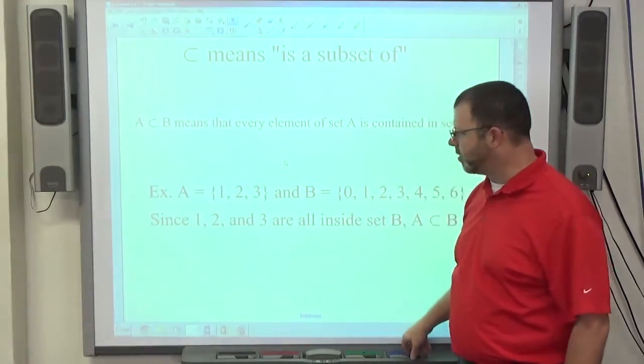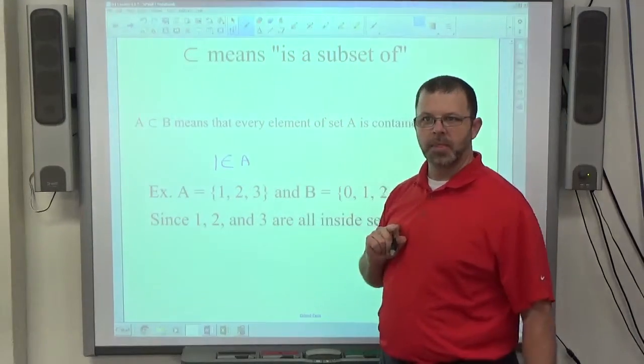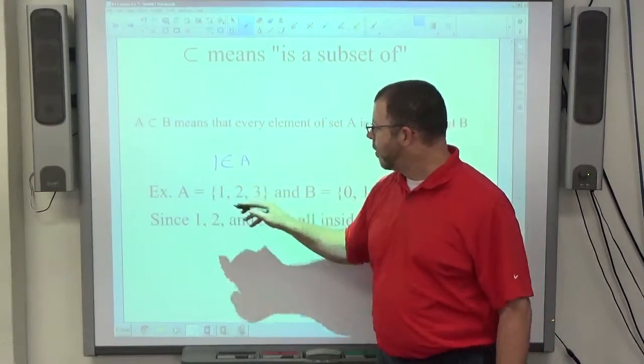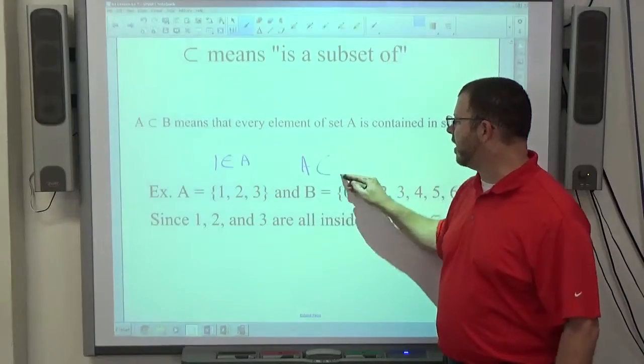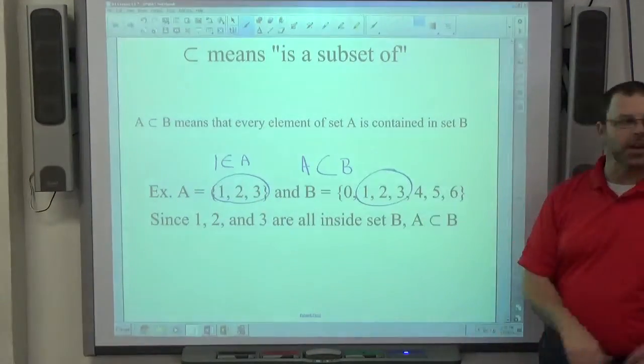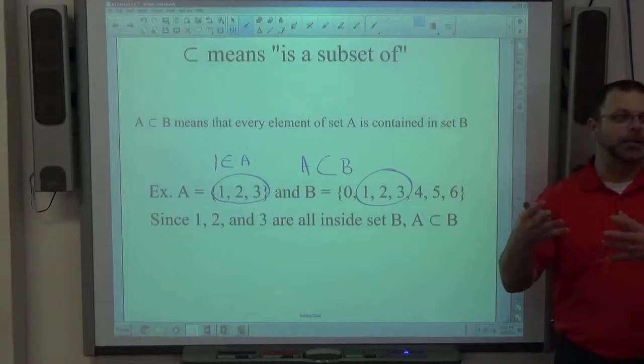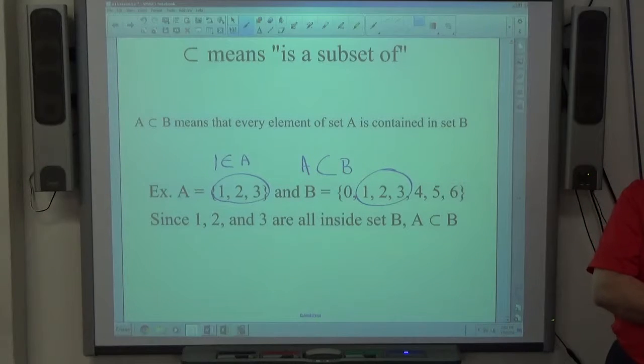Now, remember the element symbol? 1 is an element of A, because 1 is in A. When we say A is a subset of B, that means the entire set of A is inside of B. That's what it means to be a subset. Not that one piece of A is in B, but every single piece of A is in B.